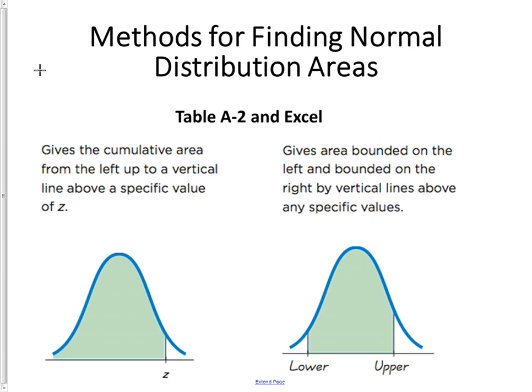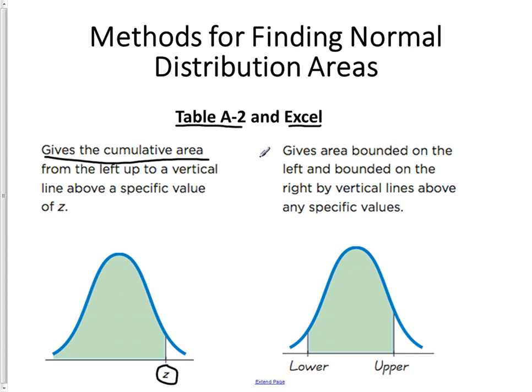When we're looking for methods of finding normal distribution areas, i.e. our probabilities, whenever we look up the numbers, we have two ways of doing this. We can look up our numbers on a table. Appendix A2, I believe, has this one, and we can use Excel, and I will show you both. Whenever we get the area from Excel or the table, what it always gives us is the cumulative area to the left of a vertical line above a specific value z.